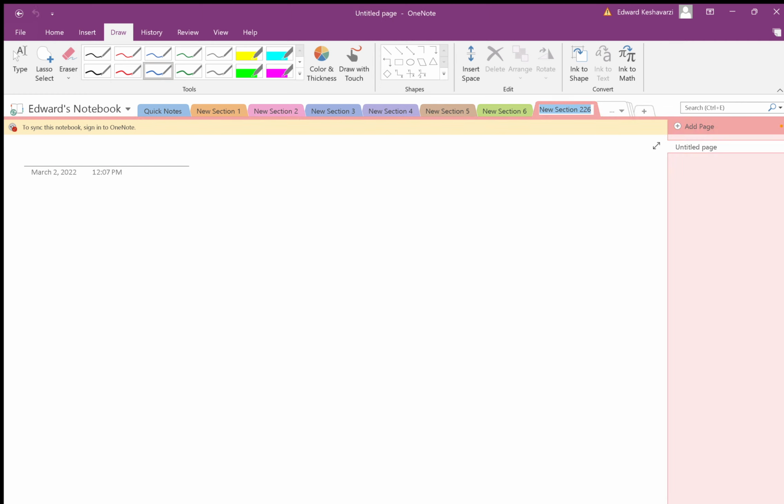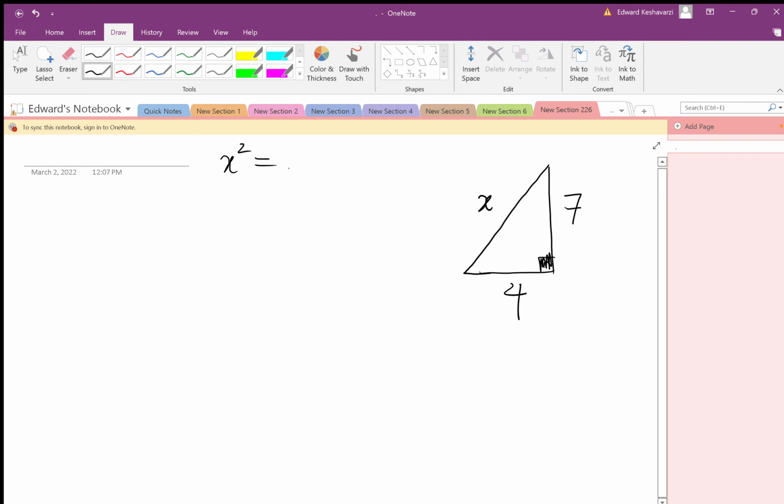Let me give you another example quickly. So this is another right angle triangle, and you are given these two sides or legs, and we are looking again for hypotenuse. So x squared equals 4 squared plus 7 squared. So x squared equals 16 plus 49. Therefore, x squared equals 65.